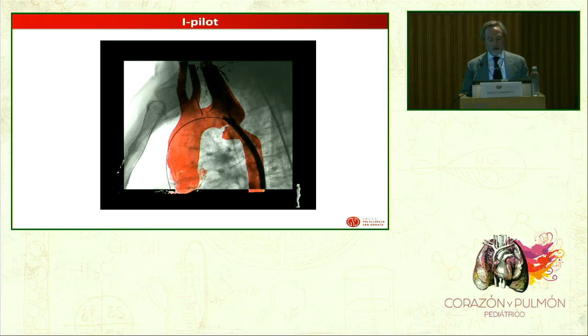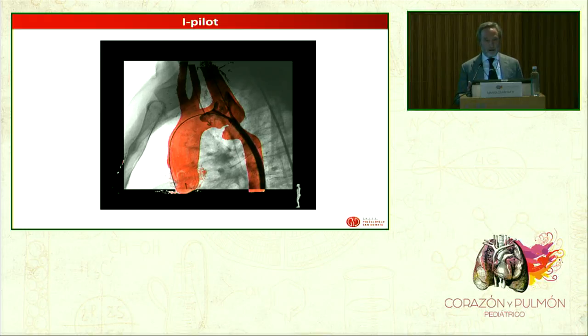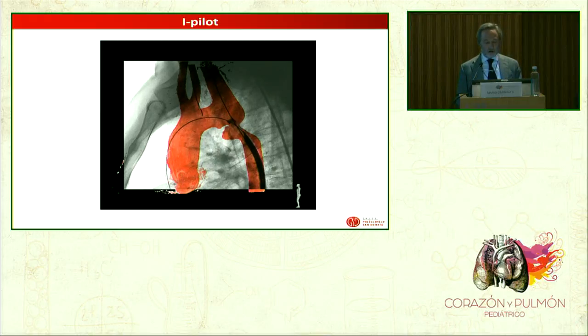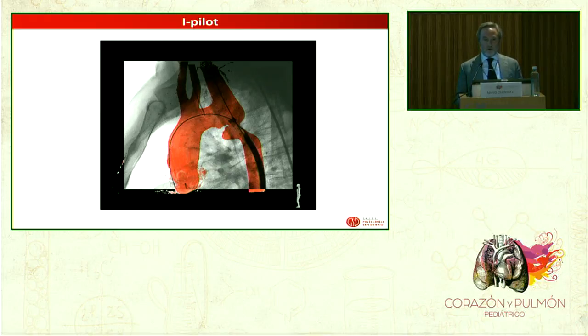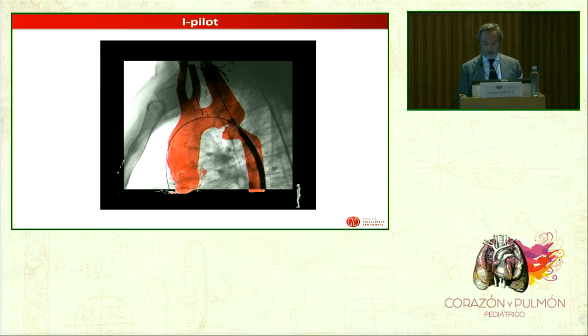And by using this, you have the so-called iPilot, where you can have the overimpression and overlay of the previous pictures taken by 3D rotational angiography on the real-time fluoroscopy. Sometimes it's not possible to have a perfect overlay because the stiff wire can change the orientation of the vessel a bit, so you have to take this into account.